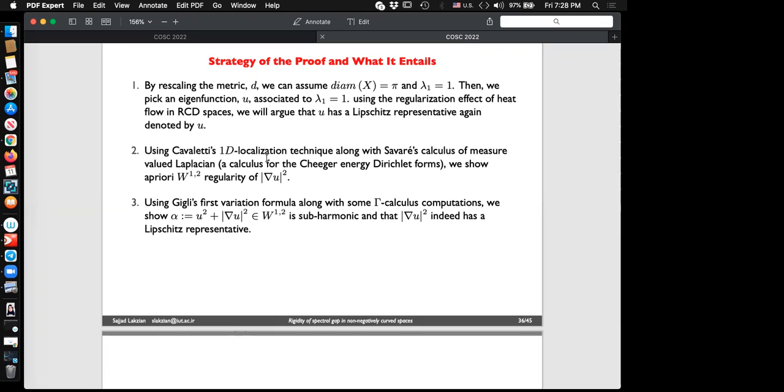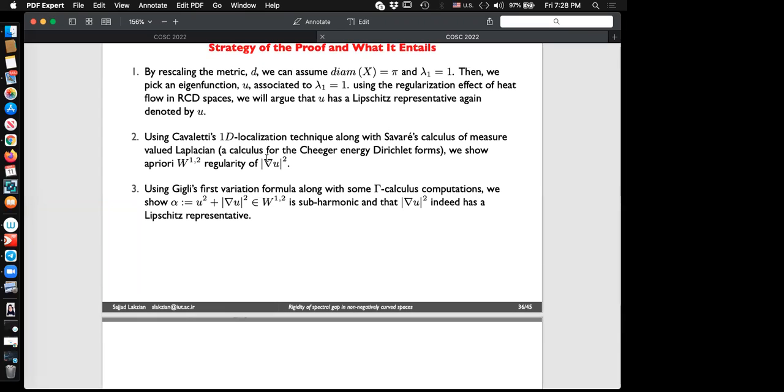Also, in the Riemannian case, in this case it's due to Cavalletti-Mondino, and Cavalletti would be the first one for the RCD spaces to talk about the 1D localization.